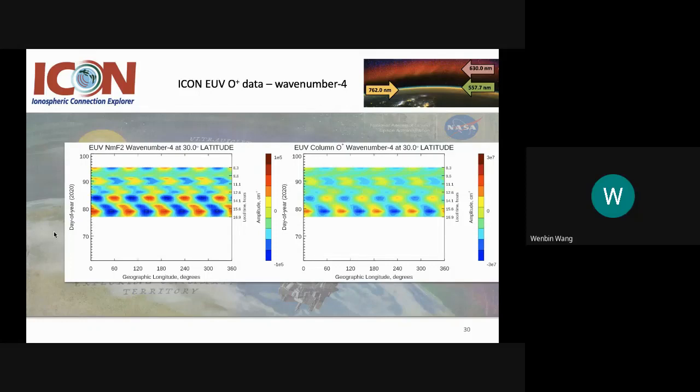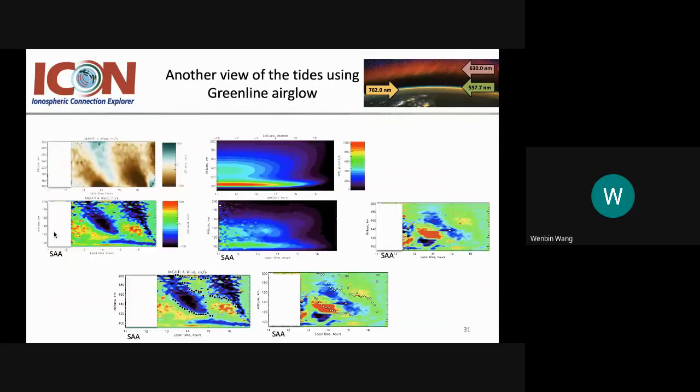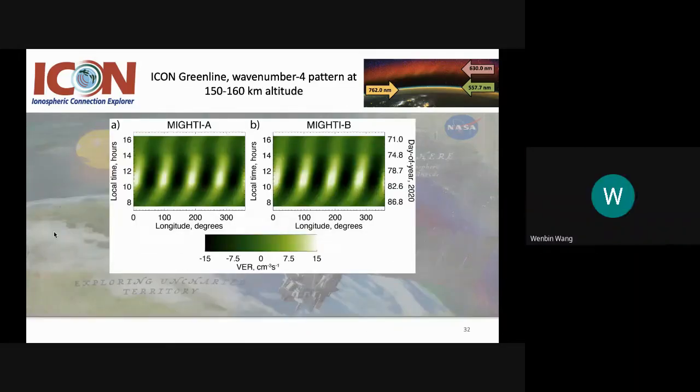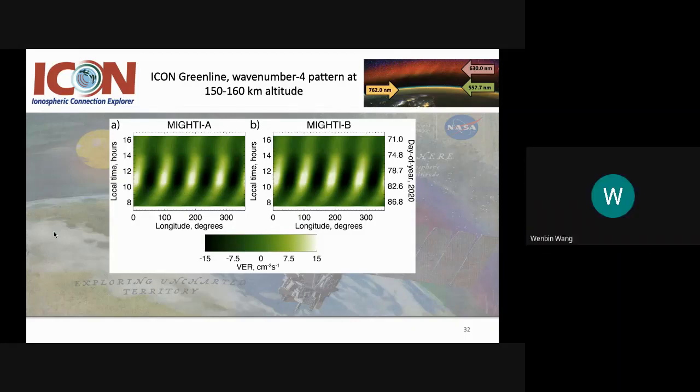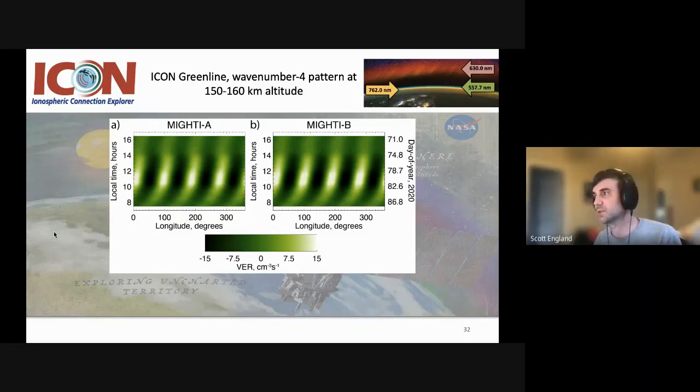Hi, Scott. Hi, Wenbin. Yeah, slide 32. You have an amplitude of about 15 volume emission rate. How does that compare to background? What percentage is the... Yeah, so I should have done that. I have that on my to-do list. It'll vary with time of day. But your mean value is maybe in the 400, 500 sort of range. So it's not tiny. It's not down at the 1% variation in the green line.